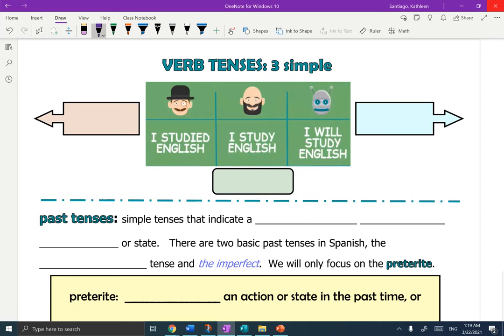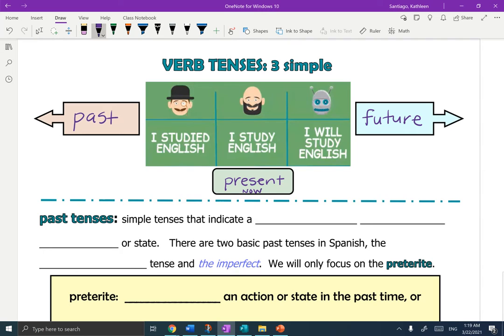There are 3 simple tenses in English and in Spanish. If we're talking about what we did, I studied English, this is called the past tense. If we're talking about I will study English, we are talking about the future tense. And if we're talking about what's happening right now, we're talking about the present tense. This one is happening right now.